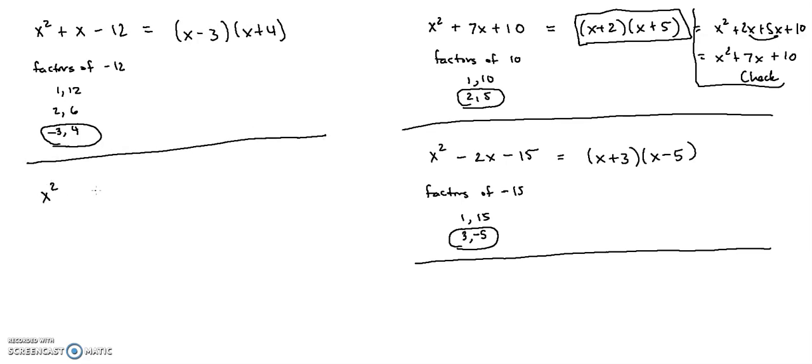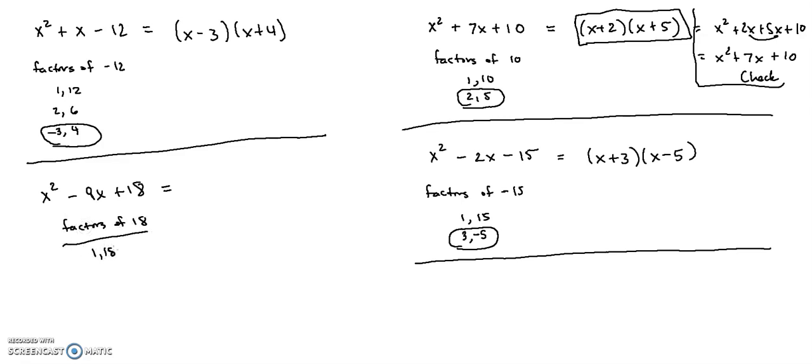Okay, let's do one more. Let's say we've got x squared minus 9x plus 18. Okay, x squared minus 9x plus 18. Okay, so we need factors of 18. So let's do that first.